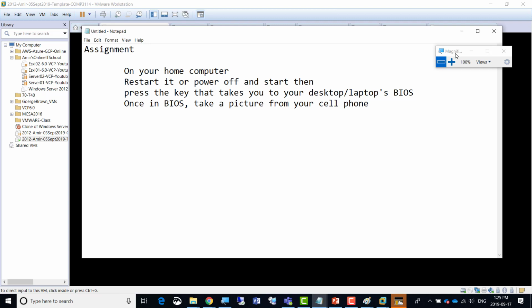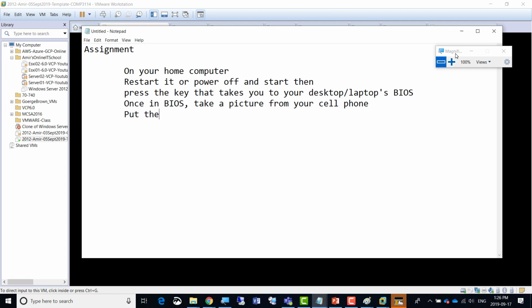You need to tell me which key you discovered. So you need to tell me which laptop or desktop model it is. Suppose you have a desktop from some company and they did not mention that, otherwise it's normally branded desktops. So maybe you have HP, maybe you have Dell, and laptops you already know the brand, I mean it's of some company, right? So once in BIOS, take a picture from your cell phone.